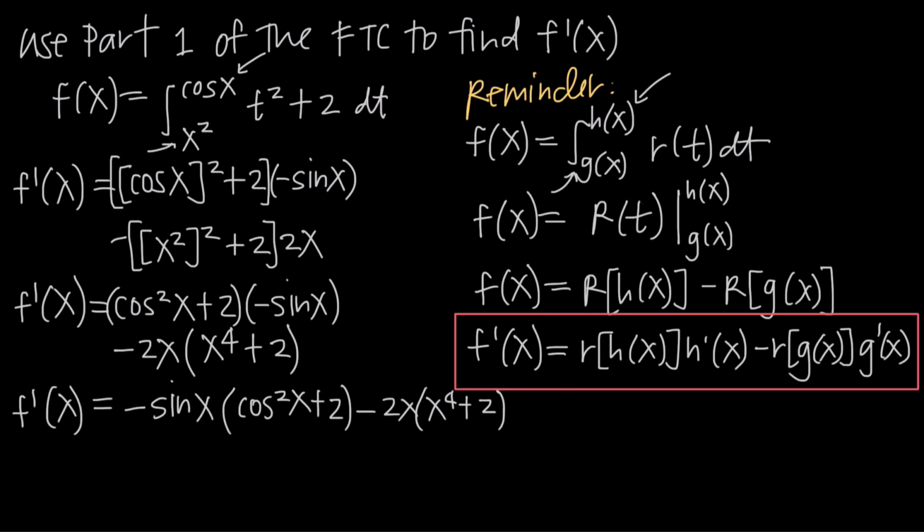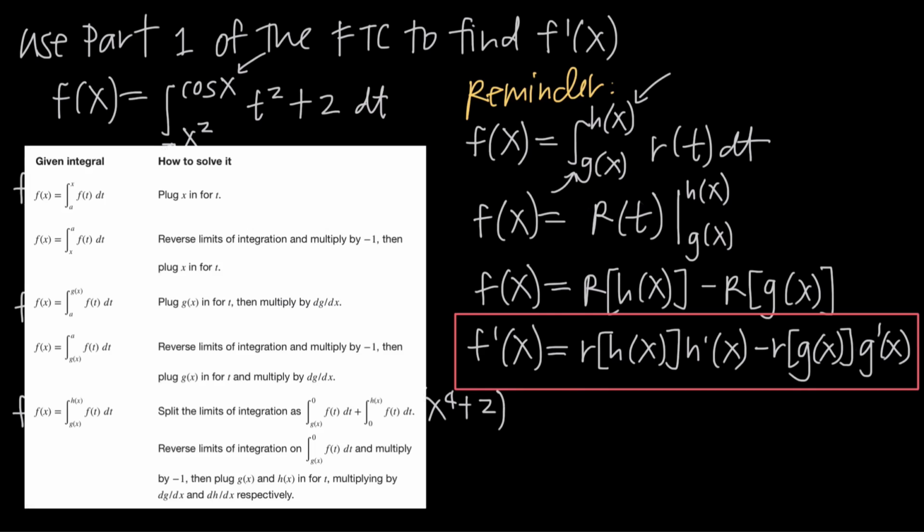Now I'll just show you one example of why that works if we go back to our table. So what we're talking about here is we're comparing this table to this formula that we boxed here in red. So if we just look at the first row here in the table, this row right here, what it says is that in order to find the derivative f prime of x, if f of x is equal to the integral from a to x of f of t dt, that if we want to find the derivative f prime of x, all we have to do is plug x in for t.